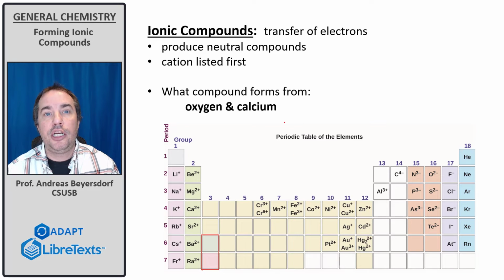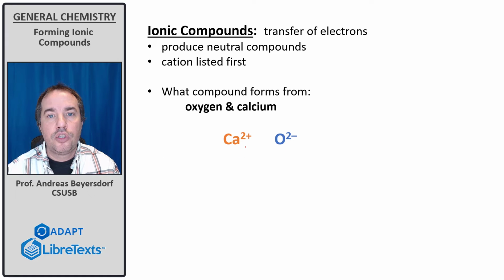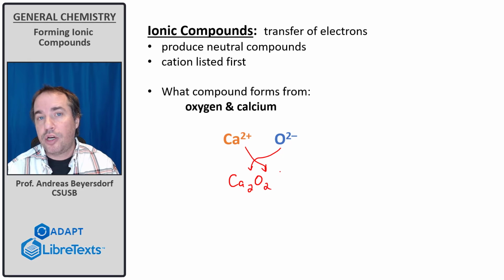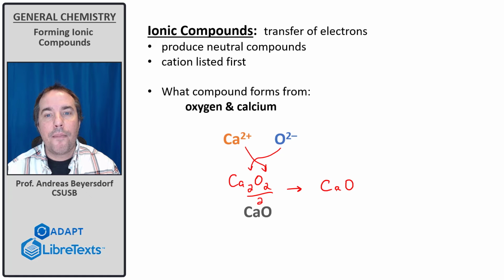How about oxygen and calcium? Well, here's oxygen, again, O2-. Calcium is Ca2+. So we have O2- and Ca2+. So if I do the crisscross, I may think that it's Ca2O2, but I actually have to do one trick when I look at ionic compounds. I actually have to simplify. Notice that both these obviously can be divided by 2. And so this becomes CaO. That is my formula for the ionic compound.